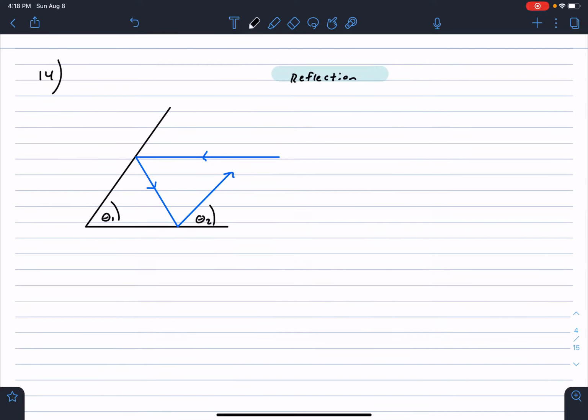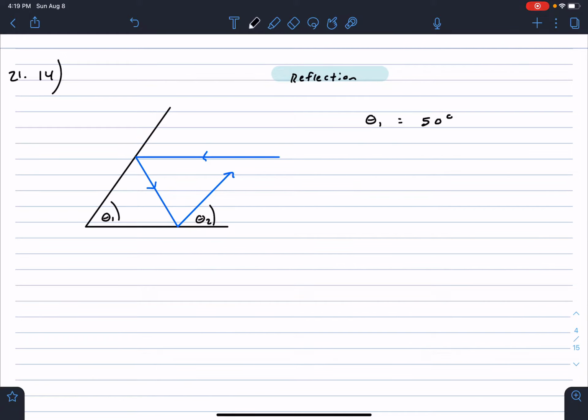Okay, problem 14 from chapter 21. Now we're talking about geometric optics. We're given two mirrors with an angle of 50 degrees between them. Theta 1 is equal to 50 degrees. We're told that in the problem, a light is shown parallel to the bottom mirror, right here. It bounces off the top mirror, comes down, and then makes an angle with the bottom mirror, theta 2. And we want to know what theta 2 is. Okay?